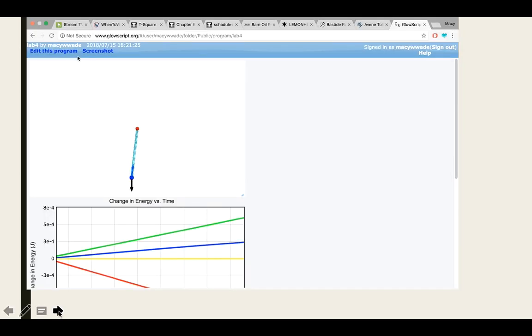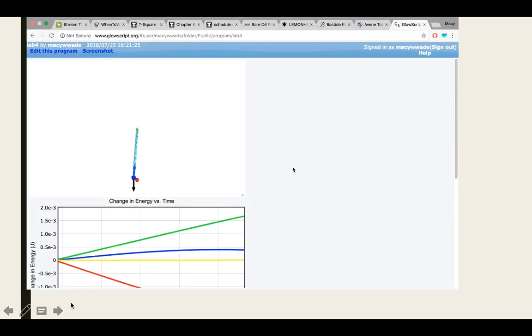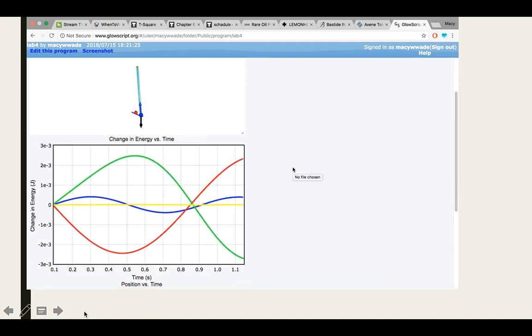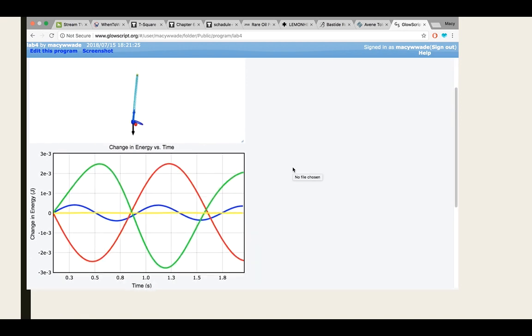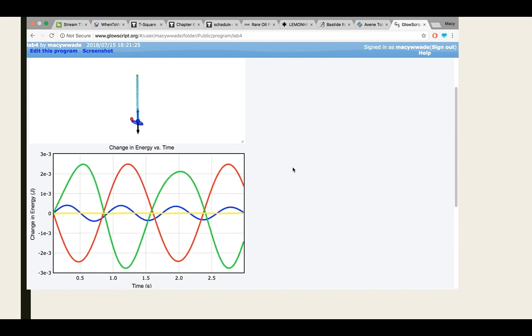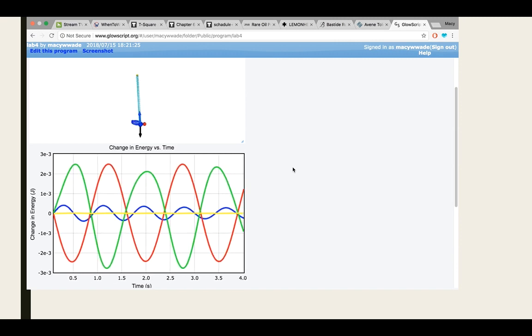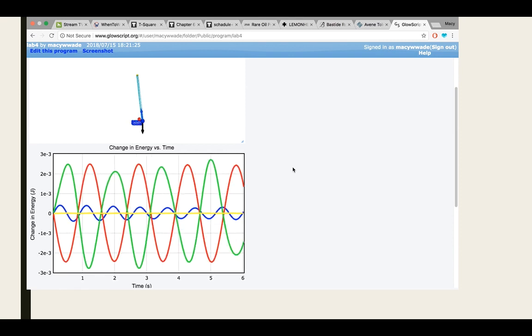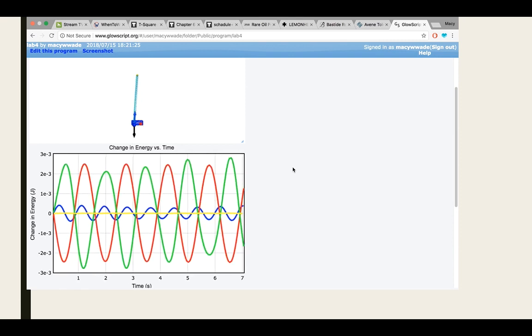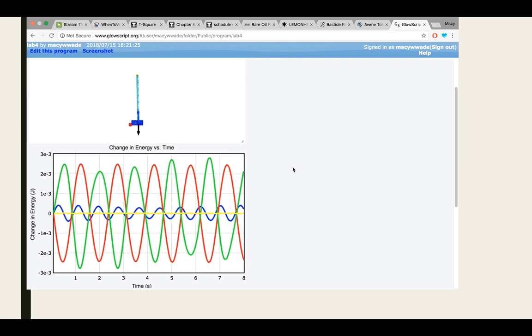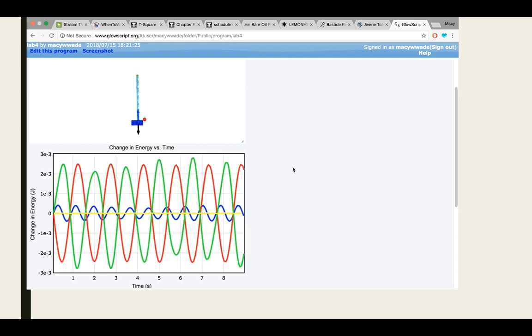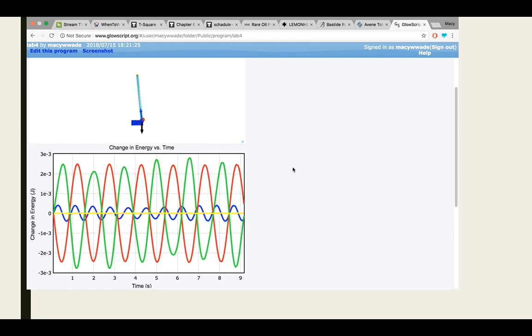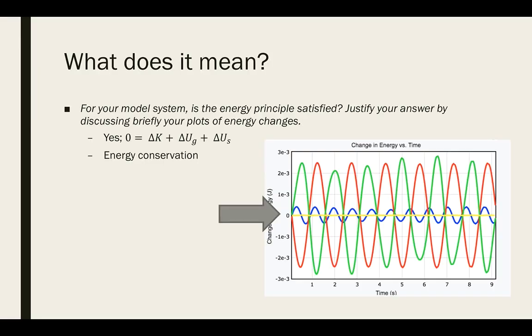When the program is run with a CSV file with the x and y position data, it looks like this. The red curve represents the change in gravitational potential energy, the blue represents the change in kinetic energy, and the green represents the change in spring potential energy. You'll also notice there's a yellow curve at 0 throughout the duration. This represents the change in total energy, and as energy is conserved throughout interactions, it remains at 0 the entire time, following the energy principle.